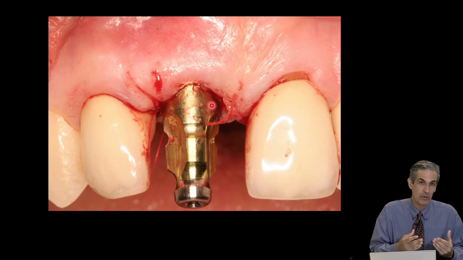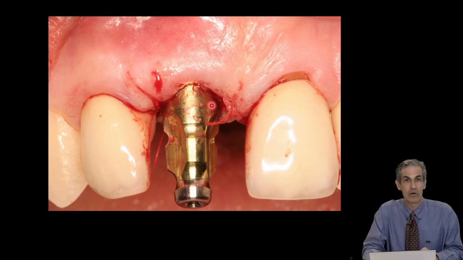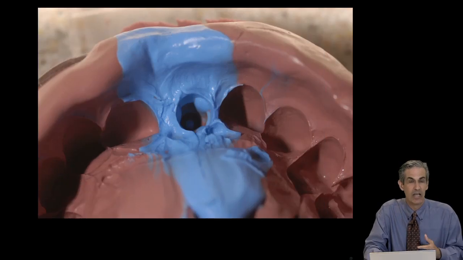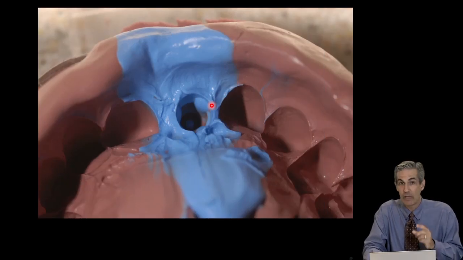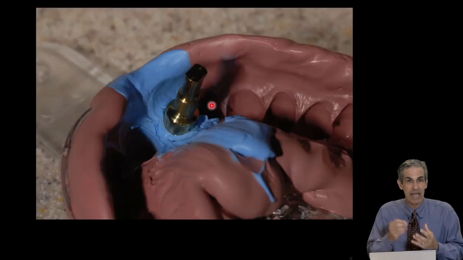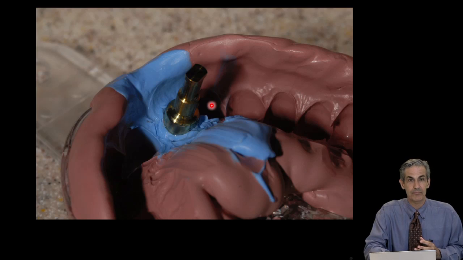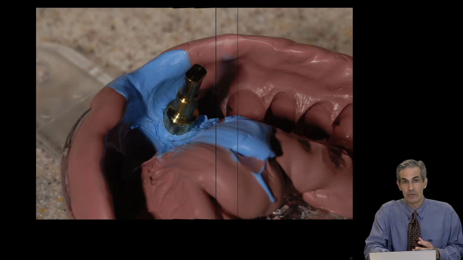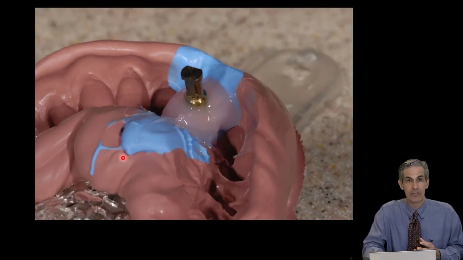So the patient shows up in my office, I can take an impression. I don't try to inject impression material subgingivally, but I take an impression. I don't have to remove that impression coping. I have another one available. I connect to an analog, I snap it into the impression. I use some soft tissue material to make it a little easier to remove the impression coping.